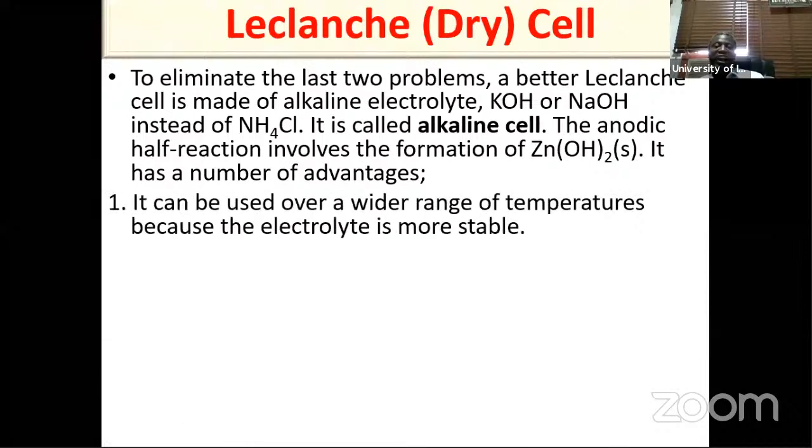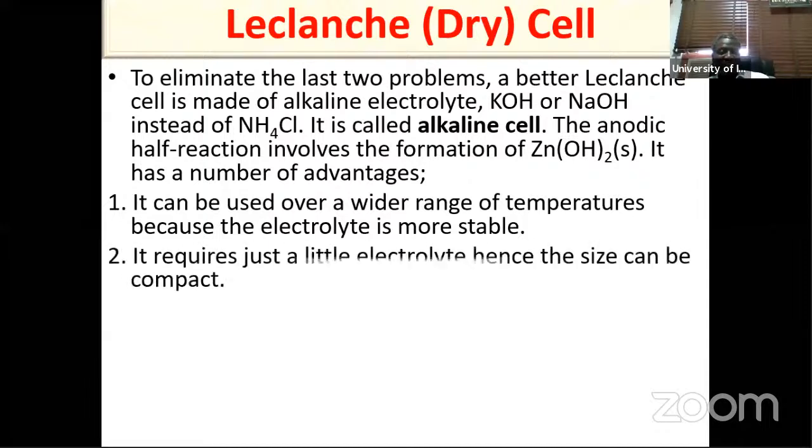It can be used over a wide range of temperatures because the electrolyte is more stable. You can use it at lower temperature and you can use it at high temperature. In this place, we often have high temperature, 25 and above, so we don't have problems of temperature. But alkaline cells have that advantage over the normal cell.